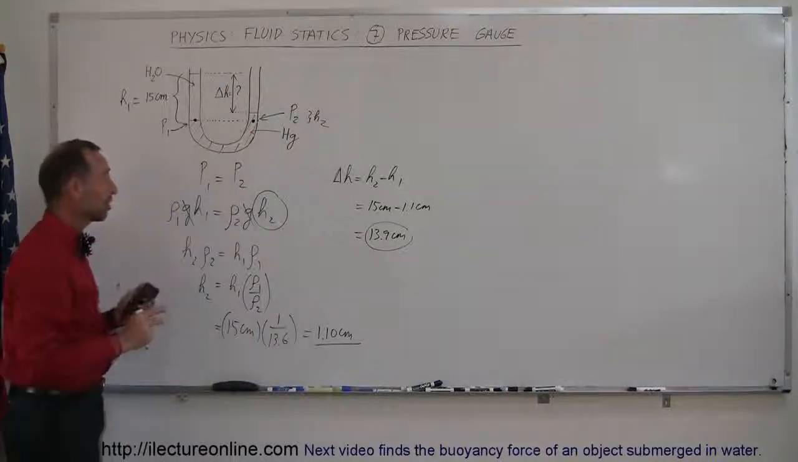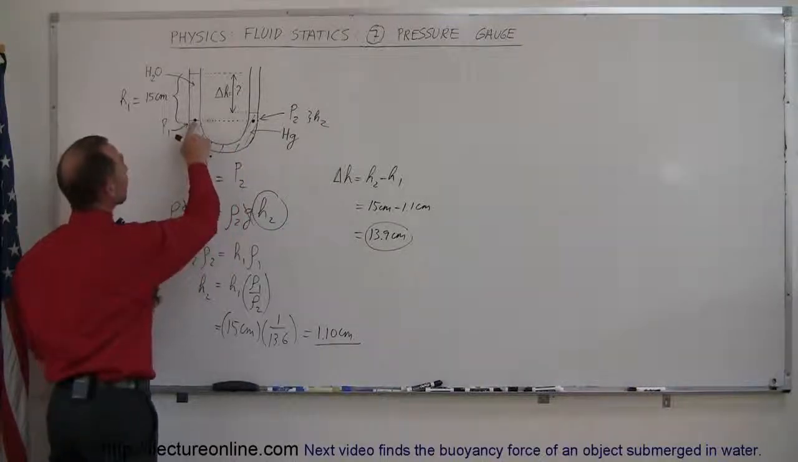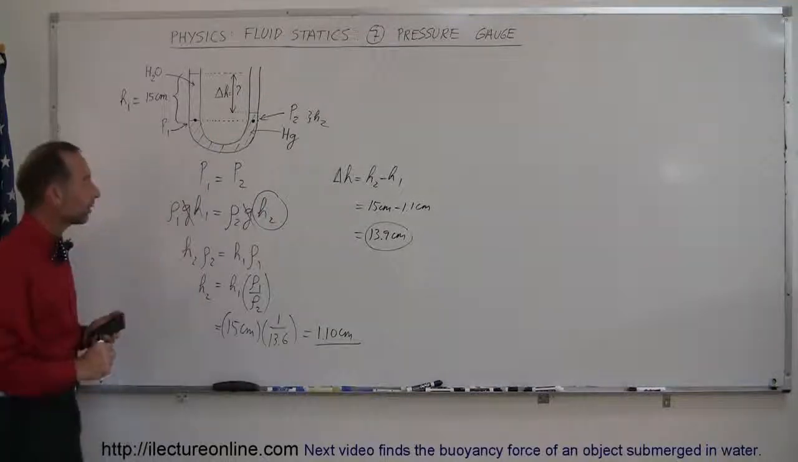So the whole trick is, this is not a hard problem if you just realize to find the place in the tube where the pressure is exactly equal on both sides, at the same height for both of those points. And that's how you do that problem.